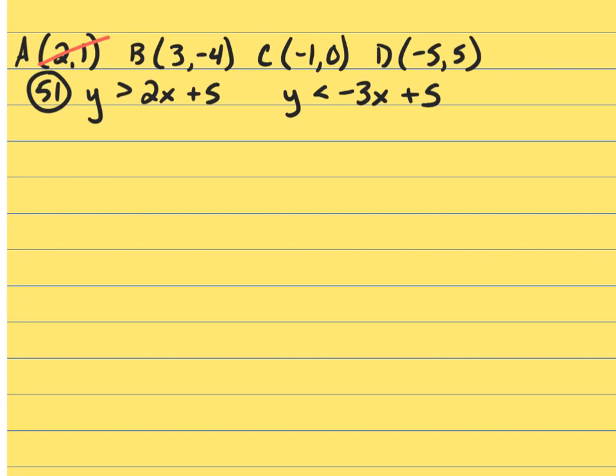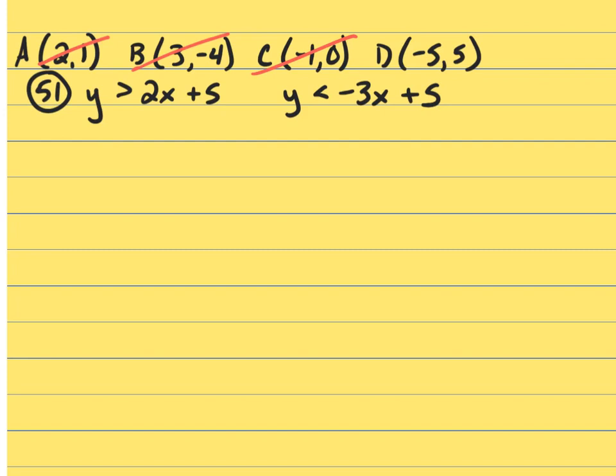So now I'm going to try B, and I'm going to start with the first equation. Now again, negative 4, plug my negative 4 in for the y, 2 times 3 plus 5. So negative 4 is bigger than 6 plus 5, and negative 4 is bigger than 11. Now again, that's a false statement, so I know B cannot be my answer. So now I'm going to try C. Now again, 0 is my y value. It's bigger than 2 times negative 1 plus 5. 0 is greater than negative 2 plus 5, and 0 is bigger than 3. Now 0, again, is not bigger than 3, so I know C cannot be my option.